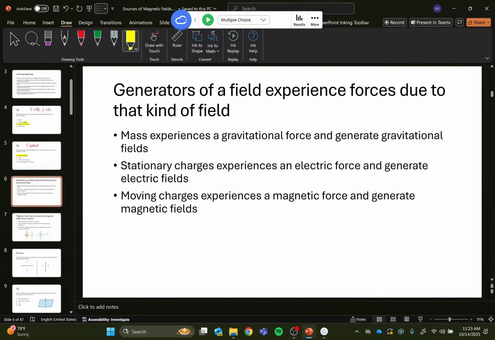All right, we got a new right-hand rule. There's another one here, and I'm going to try to teach it in a couple of ways.